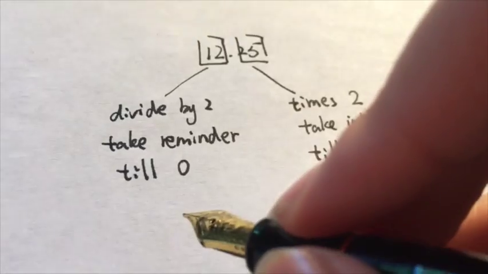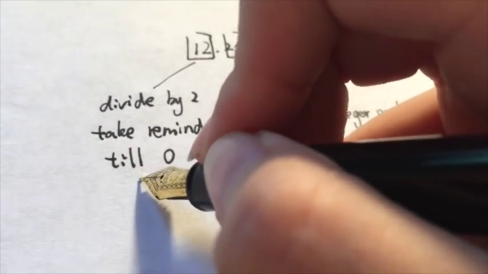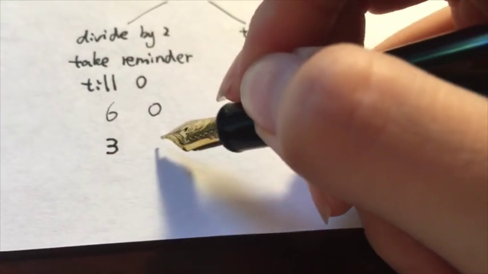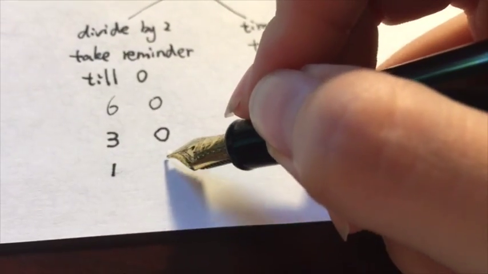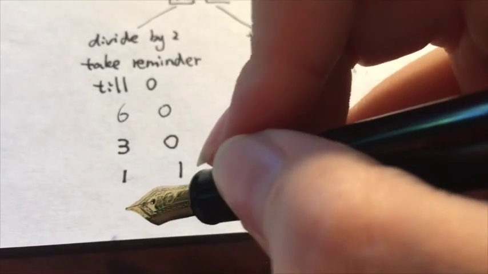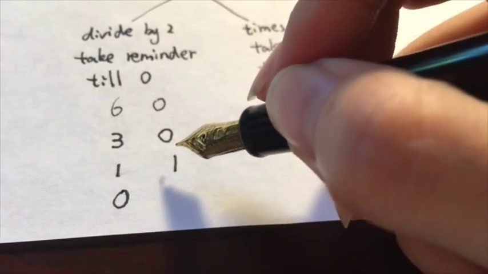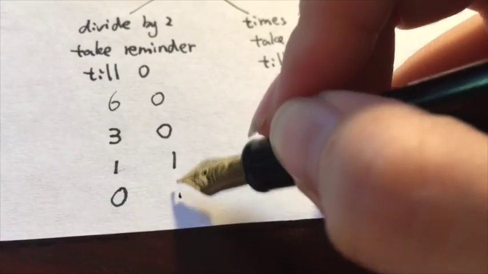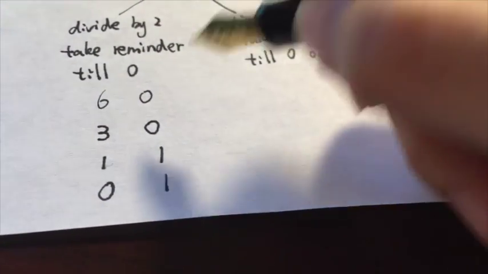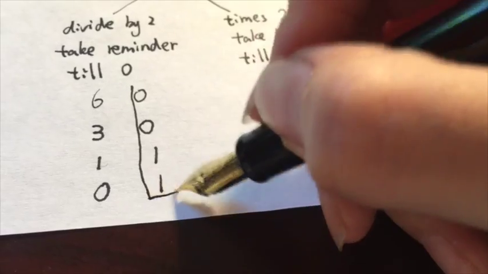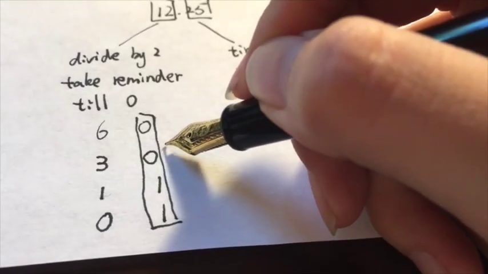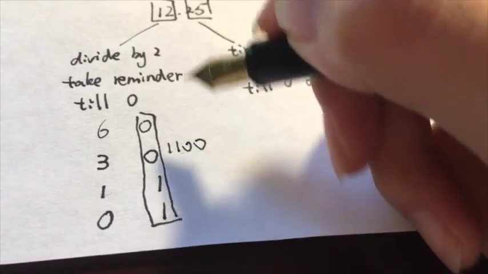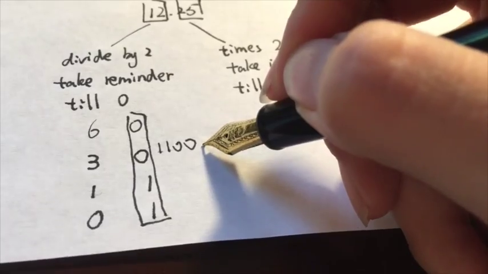Like 12, we divide it by 2, we get 6, the remainder is 0. We get 3, the remainder is 0. Then we divide it by 2, we get 1. The remainder is 1. We use 1 divided by 2, which is 0. And then we get the remainder is 1. So we arrange all this result in a reverse sequence. We get 12 in binary numeral system is 1100. Then we move the decimal place.